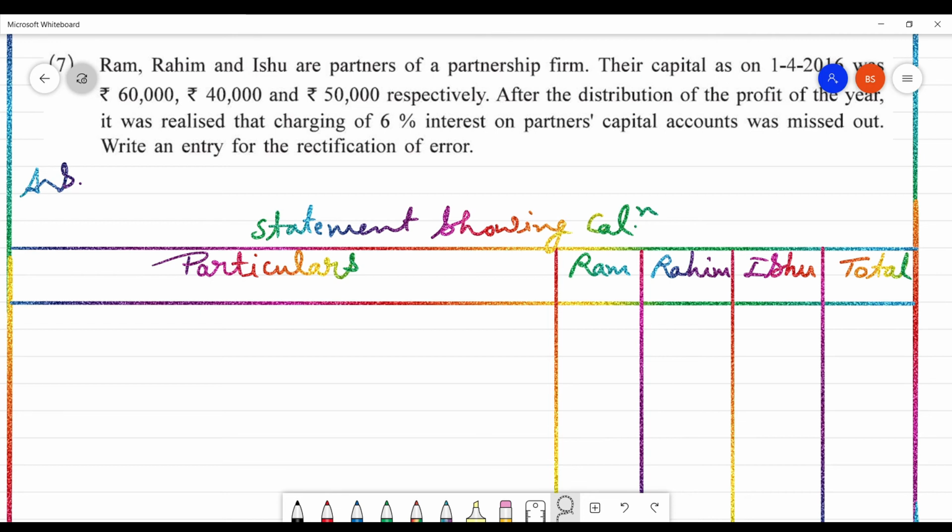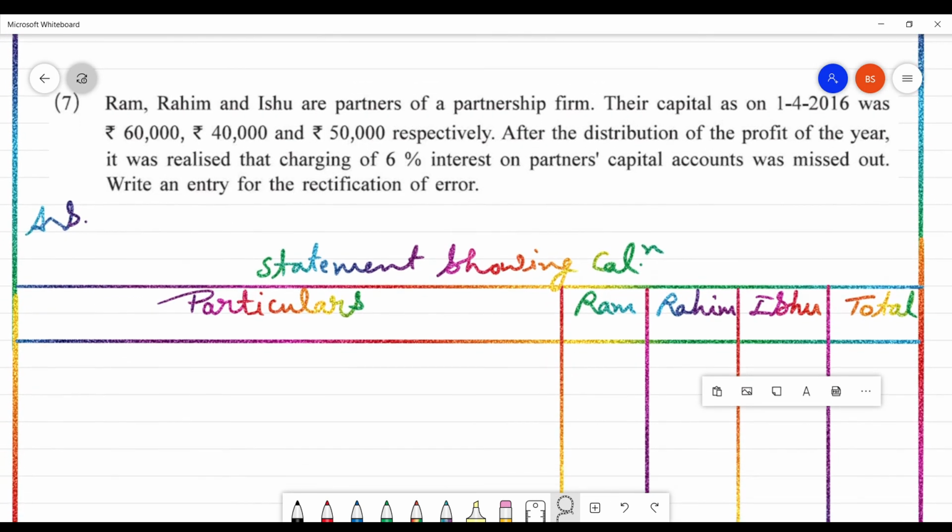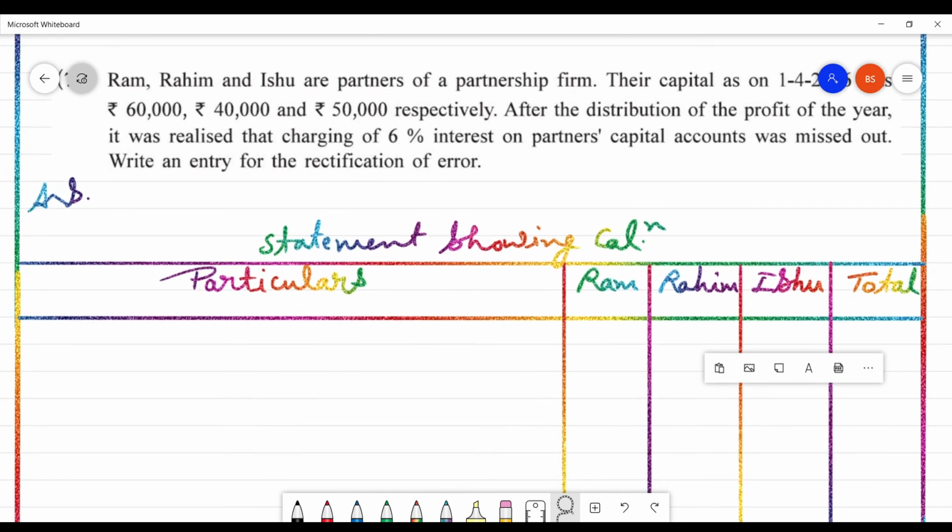Ram, Rahim and Ishu are partners of a partnership firm. Their capital as on 1st April 2016 was rupees 60,000, rupees 40,000 and rupees 50,000 respectively. After the distribution of the profit of the year, it was realized that charging of 6% interest on partners' capital account was missed out. Write an entry for the rectification of error.